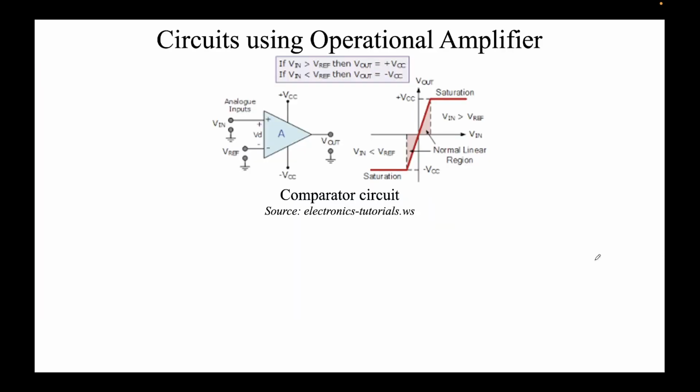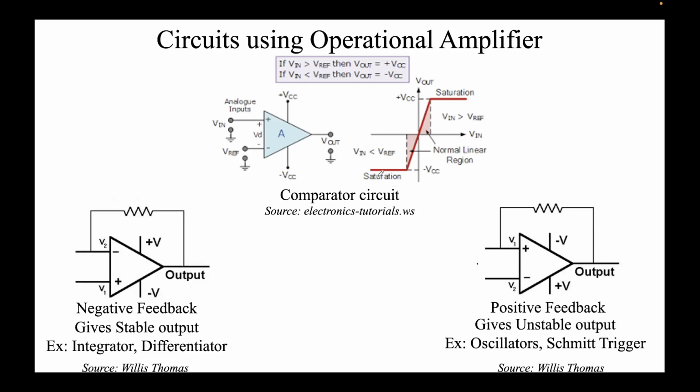This is a typical example where we are comparing two voltages. We apply the input voltage to the positive, non-inverting terminal, and the reference voltage is over here. When the input voltage crosses the reference voltage, the output swings from low to high, from minus VCC to plus VCC. This is a comparator circuit, and this is the same circuit that we'll utilize today to understand the Schmitt trigger.